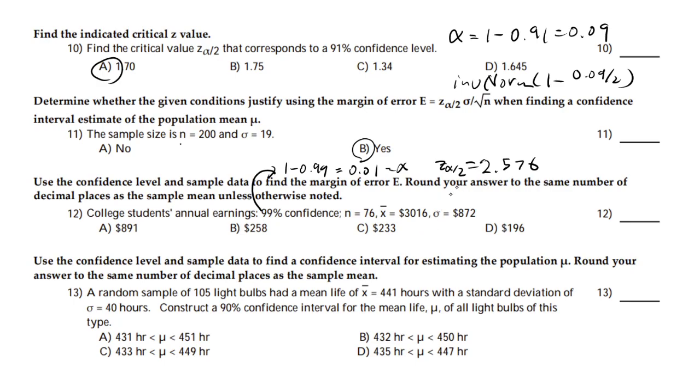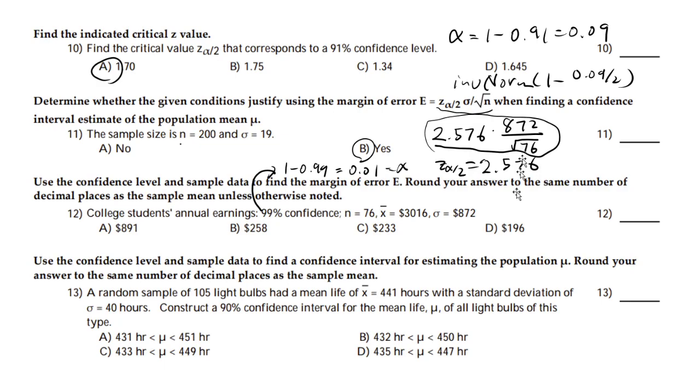And then you use the formula, this is the formula for the margin of error, right? So it's 2.576 times sigma, which is 872, divided by the square root of the sample size, which is 76. And you just calculate this. That's the margin of error. If the confidence interval was asked, then you should add or subtract this value to the sample mean. That's going to give you the bounds for the confidence interval.